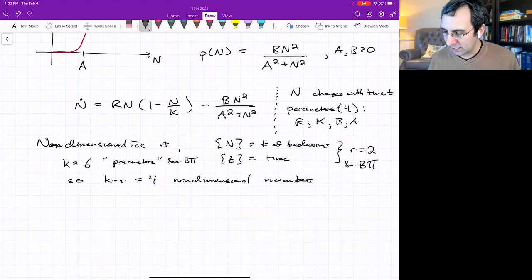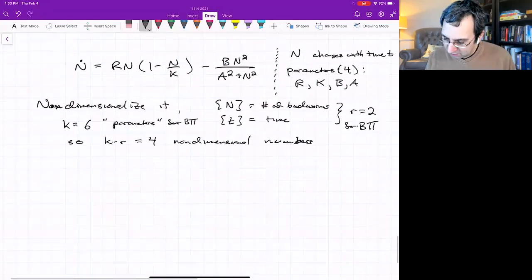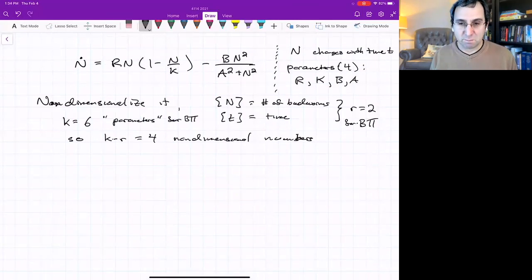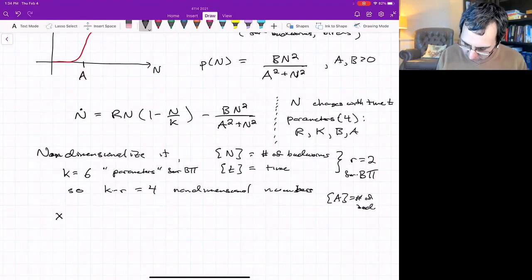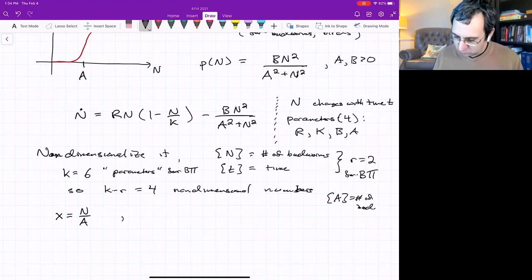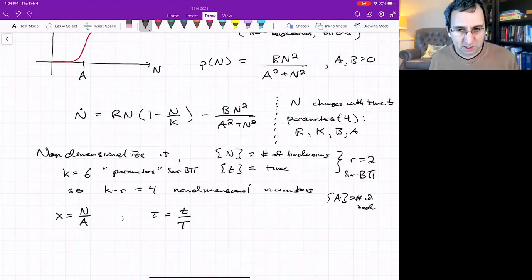And one thing we did last time with the bead on the rotating hoop is, well, first we started with the main variable already non-dimensional. In this case, it isn't. N has dimensions of the number of budworms. It turns out so does A. This suggests that we create a variable x, n divided by a, and we could pick a non-dimensional time. Let's say we don't know what it is yet. So there's a non-dimensional time, tau, which will be t divided by some characteristic time scale, capital T.